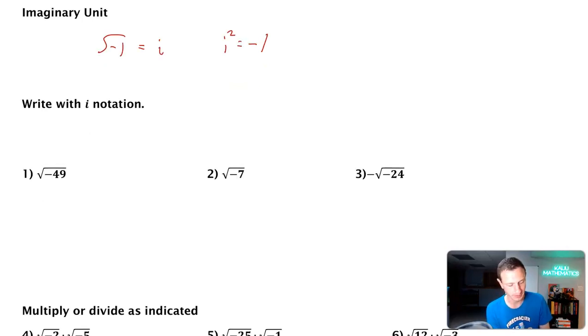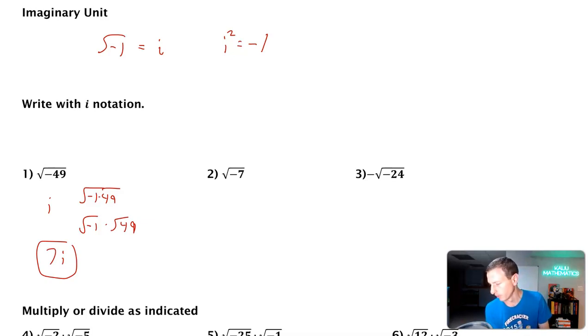So if we're looking at writing in i notation, number one, square root of -49. So we have this negative on the inside of the radical here. So I'm going to pull out an i, because I can think of this as -1 times 49. So really I'm taking the square root of -1 times the square root of 49, which we just talked about. Square root of -1 is just i. So I'm pulling out an i. Square root of 49 is 7, so I'll have 7i.